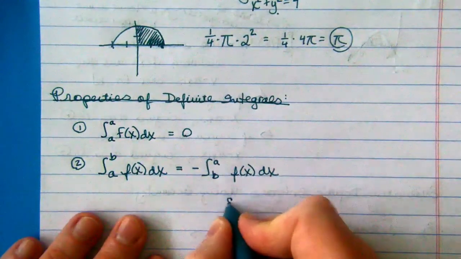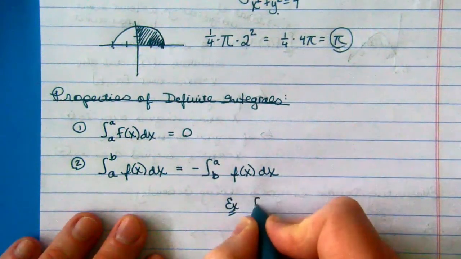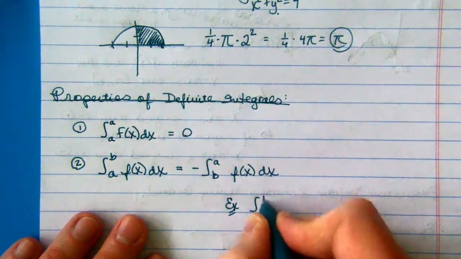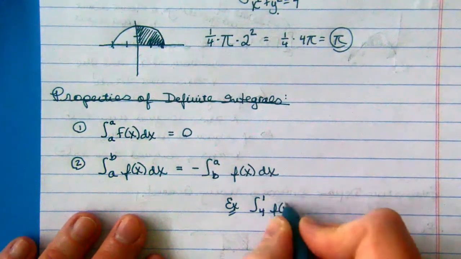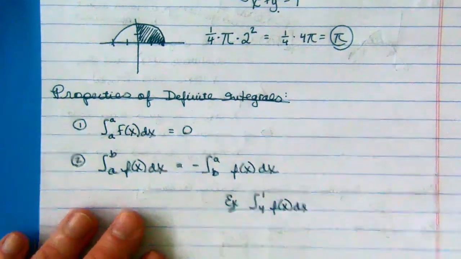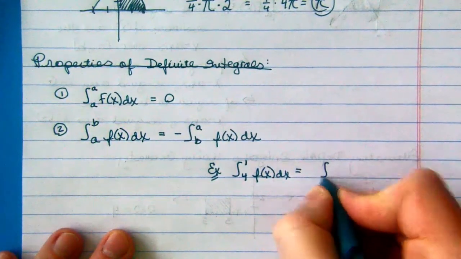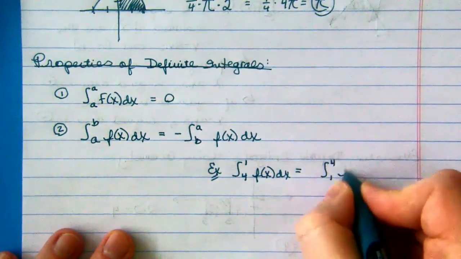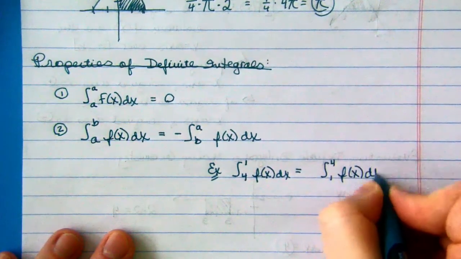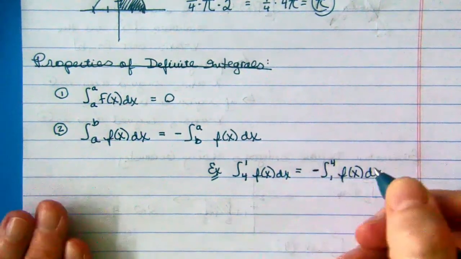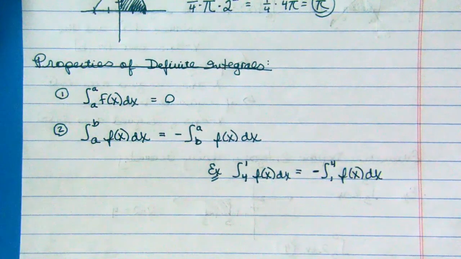But for example, if I ask you to evaluate the integral from 4 to 1 of f of x dx, well, I could switch the limits of integration. I could put the 1 on the bottom and the 4 on top of f of x dx, as long as at the same time, I also change the sign of that definite integral. This is property number 2.